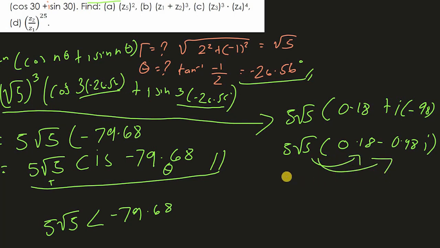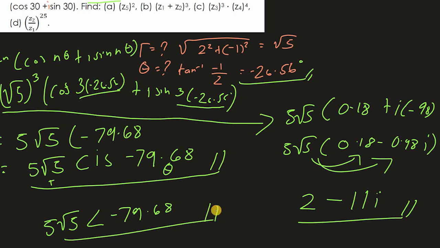5 square root of 5 times 0.18, that would be equal to approximately 2. Minus 0.98 times 5 square root of 5, that would be equal to approximately 11. 2 minus 11 I. Okay. So, this is in rectangular form. This is in polar form.